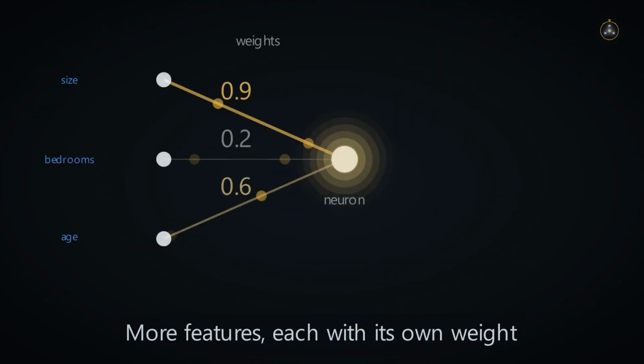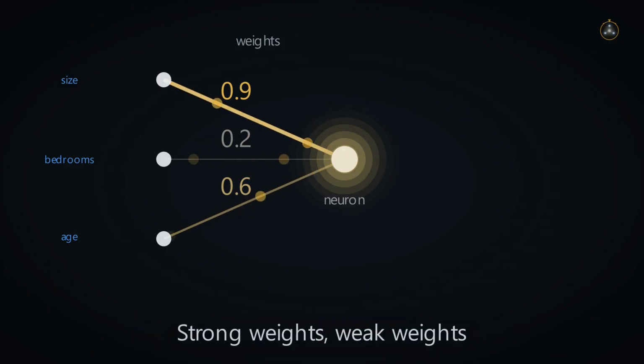But a real house is more than its size. Bedrooms, age, location, each another clue. So we give every feature its own weight, its own slope. Price equals W1 times size, plus W2 times bedrooms, plus W3 times age, plus the bias B, same recipe, more inputs. And the weights are not equal.